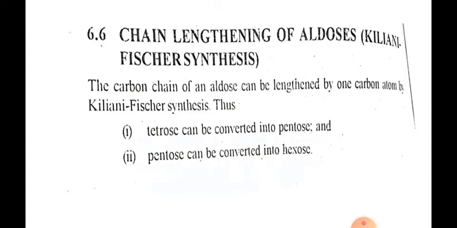Tetrose can be converted into pentose, and pentose can be converted into hexose. As we see from these points, a 4 carbon sugar can be converted into a 5 carbon sugar, or a 5 carbon sugar can be converted into a 6 carbon sugar.